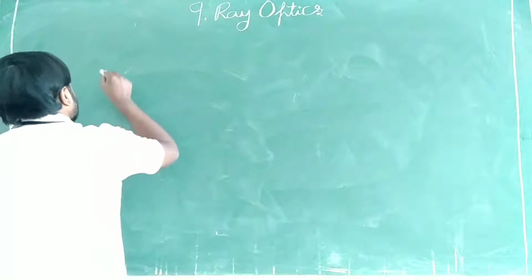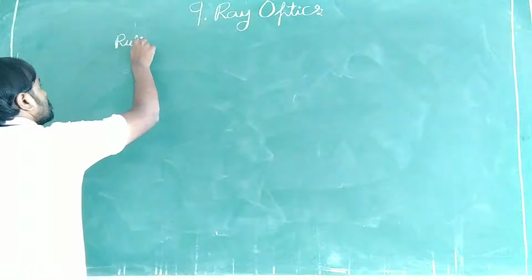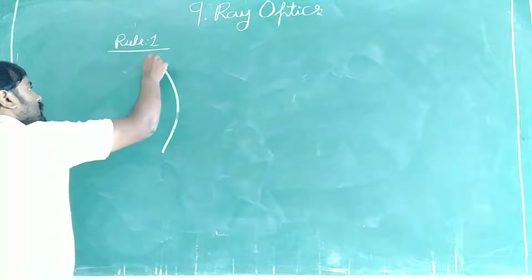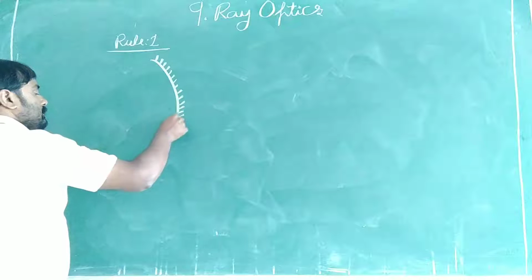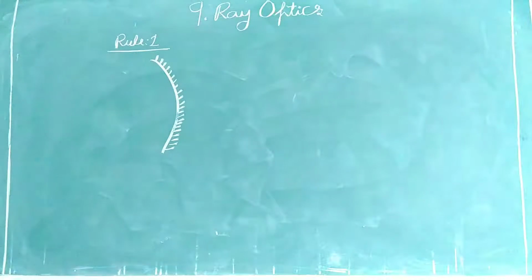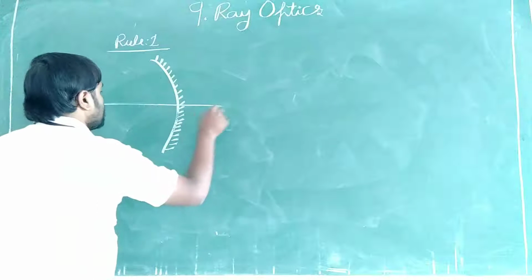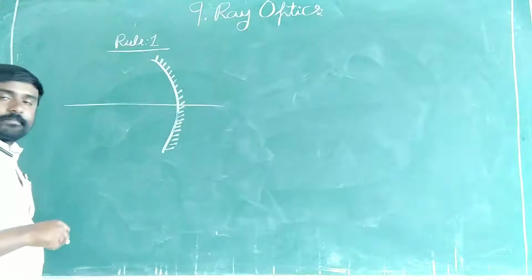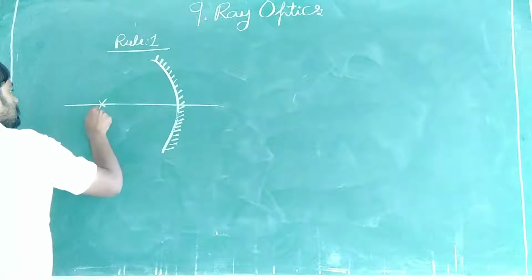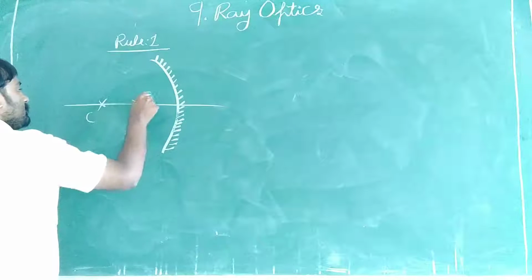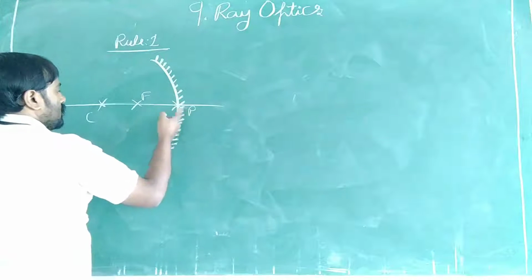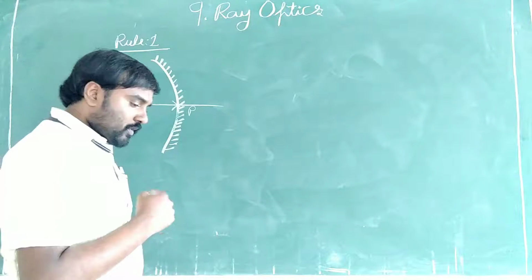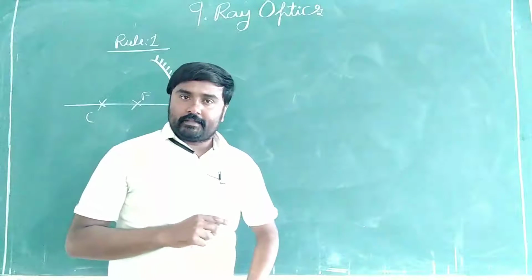Okay, rule number 1. First, let us consider a concave mirror. Light gets reflected from the inside surface of a part of a hollow sphere. This is the center of curvature. This one is the principal focus. This is the pole. Pole to focus is the focal length. Pole to center of curvature is the radius of curvature. Radius of curvature is twice the focal length. Focal length is half of the radius of curvature.